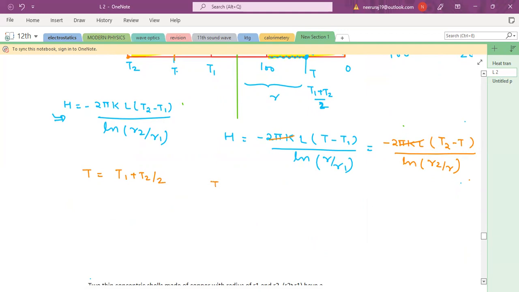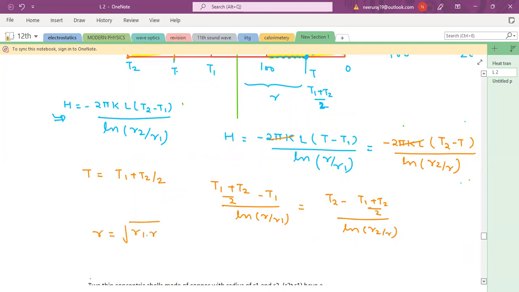You substitute the value of T here. So this is T1 plus T2 by 2 minus T1, divided by ln(R by R1), equals T2 minus (T1 plus T2) by 2, divided by this ln(R2 by R). To simplify this, you will get the answer: R equals root of R1 into R2.